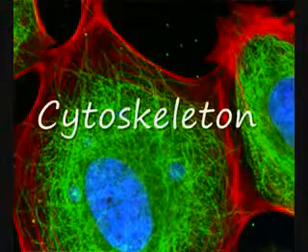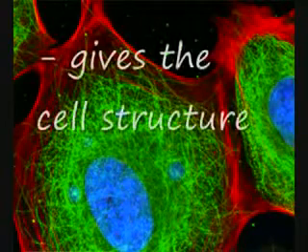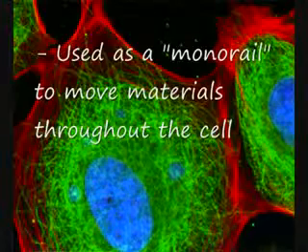The cytoskeleton supports the cell and gives it its shape. It is also used as a monorail by motor proteins to move materials throughout the cell.